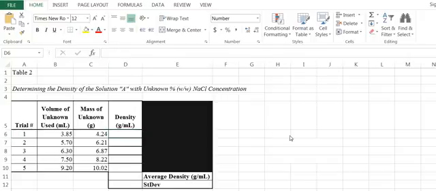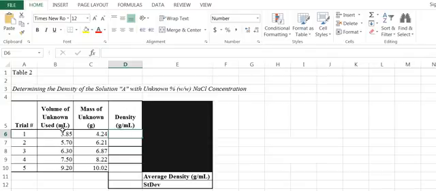Okay, now I'm going to table 2 where I have some data that I've put together to go into that table for determining the density of the unknown solution. In this case, I put that it was solution A. It may or may not come out to actually be your solution A, but that's okay. The format will be the same.